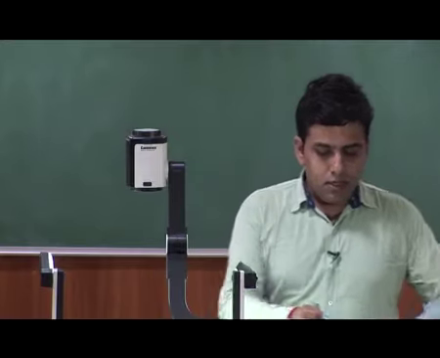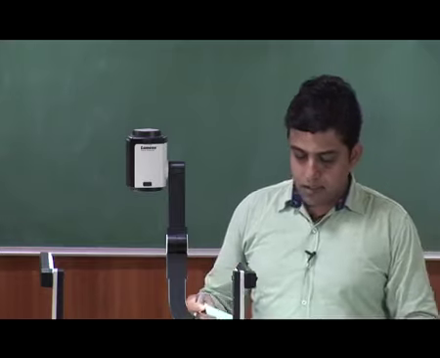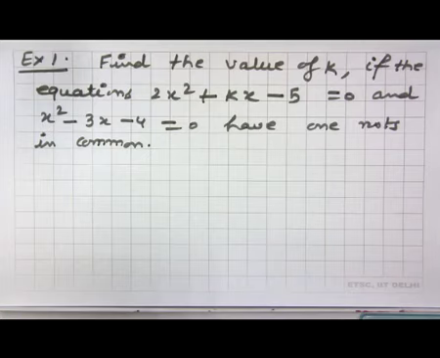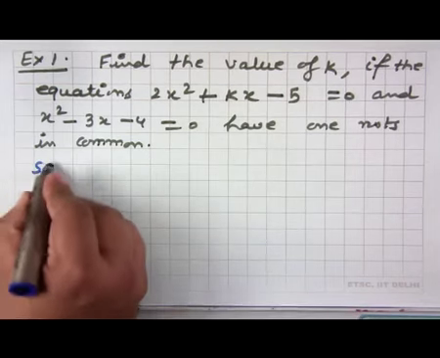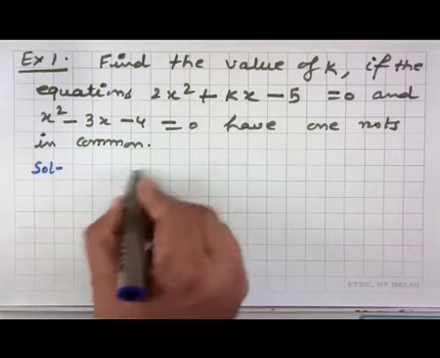Now let us take some examples. Example number 1: Find the value of k if the equations 2x square plus kx minus 5 equals 0 and x square minus 3x minus 4 equals 0 have one root in common. Now the solution will be: let alpha be the common root.